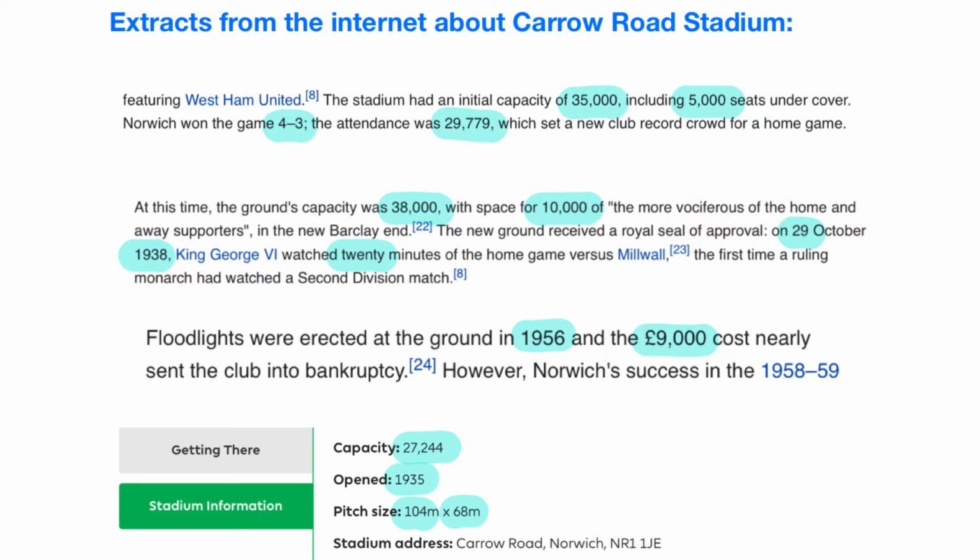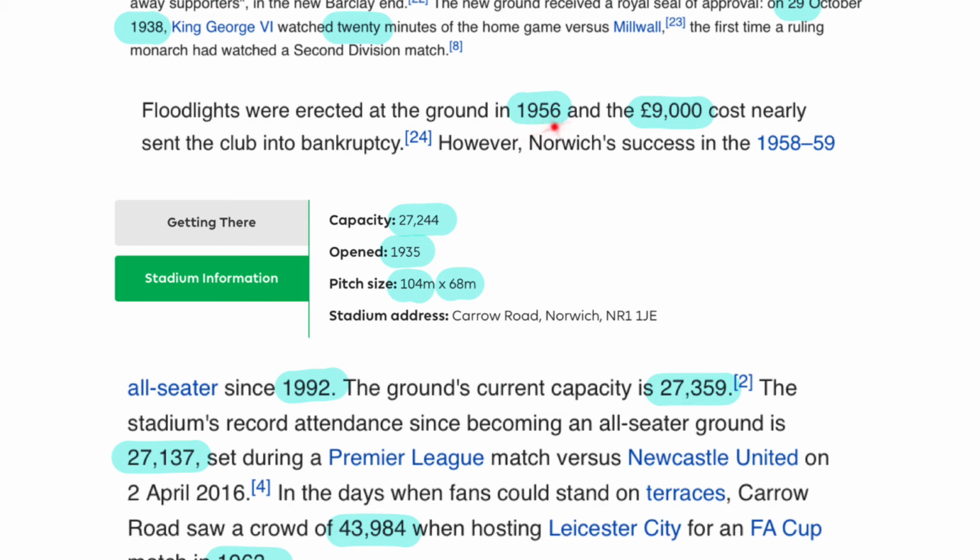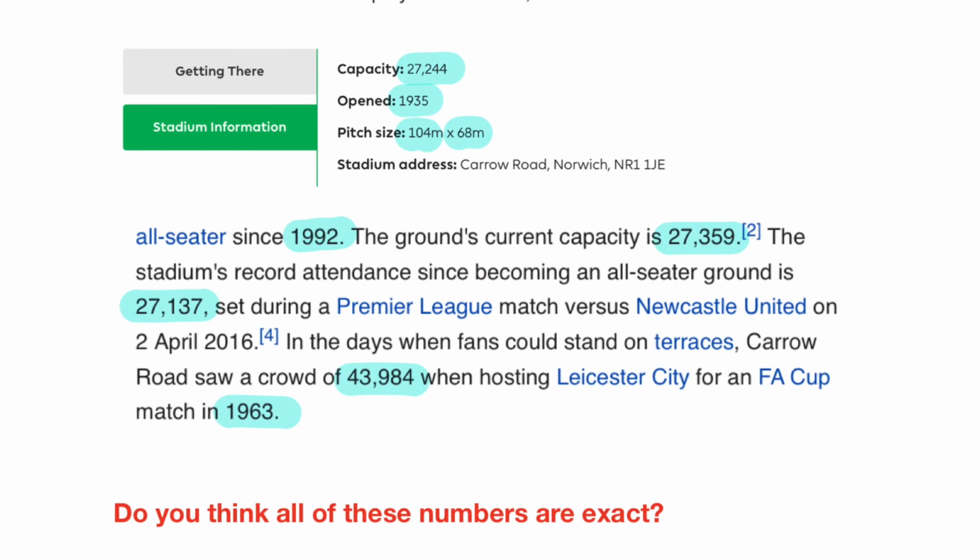So this is quite a while ago that we're talking about here, because on 29th of October 1938, King George VI watched 20 minutes of the home game. Okay, a bit more information here, that in 1956, the £9,000 that it cost for the floodlights nearly sent the club into bankruptcy. Then we've got another bit of information here found on a different site. The capacity, which is how many people the ground holds, the date that it opened and the size of the pitch. It's been an all-seated stadium since 1992.